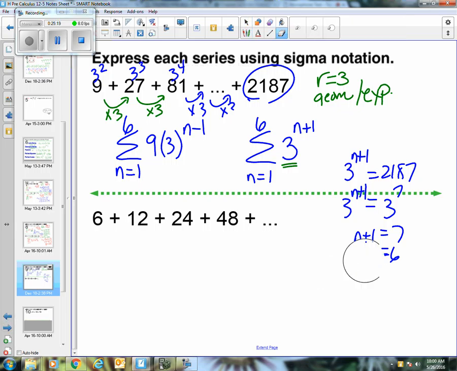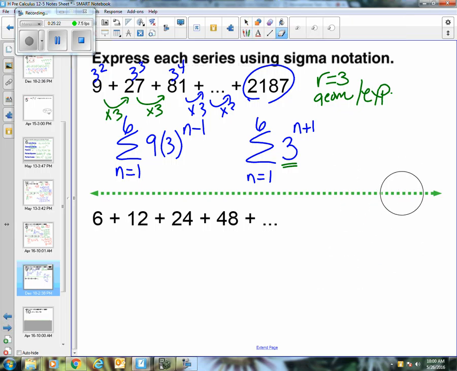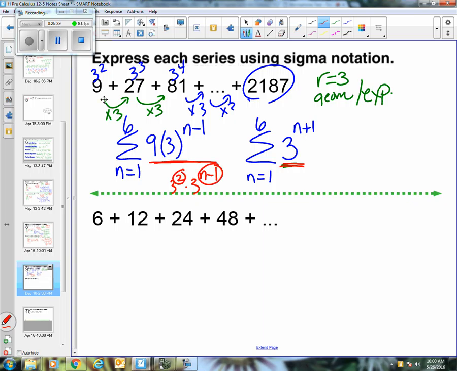Now, I wrote 2 very different looking rules, but they both go from 1 to 6. So how can those possibly be the same? Take a look at this one and this one. How could they possibly be equal? Well, 9 is 3 squared, right? And 3 to the n minus 1. Remember, when you multiply with the same base, you add the exponents. If you add 2 plus n minus 1, you get n plus 1. It's exactly the same rule. It means the same thing. Super cool.